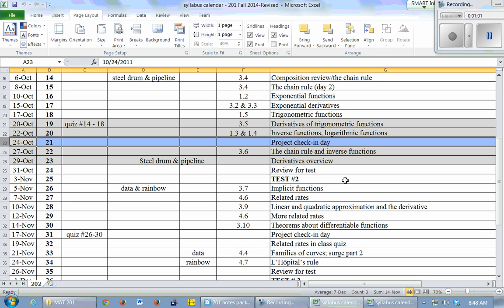So your project check-in day has moved. And I also moved the due date because Steel Drum was supposed to be due the following Monday, right after project check-in day. So I moved it so both Steel Drum and Pipeline are due on the 29th. So both projects are due on the same date now instead of staggered.